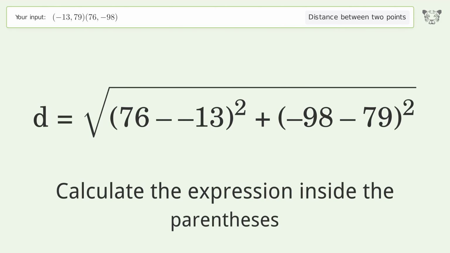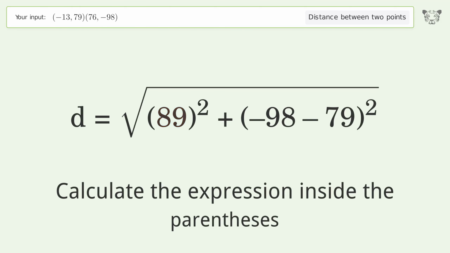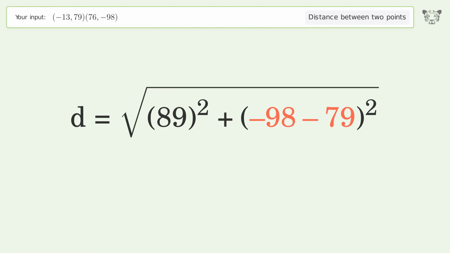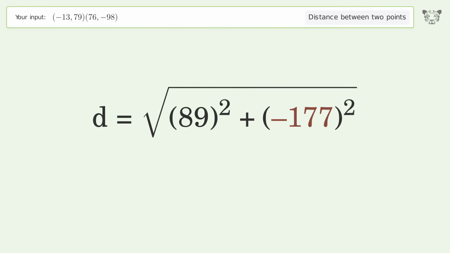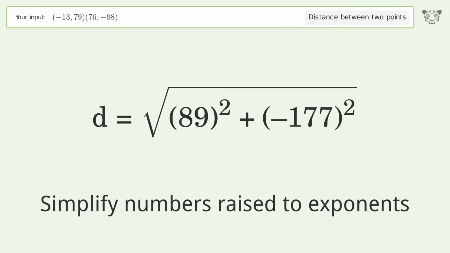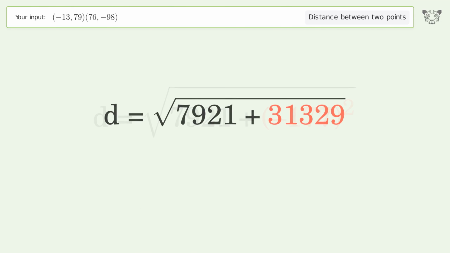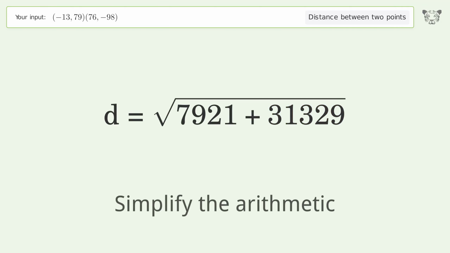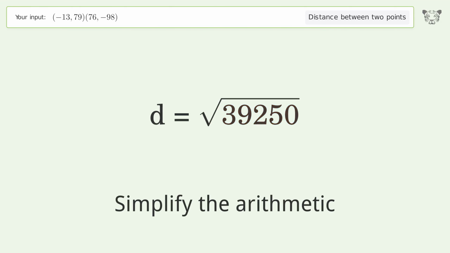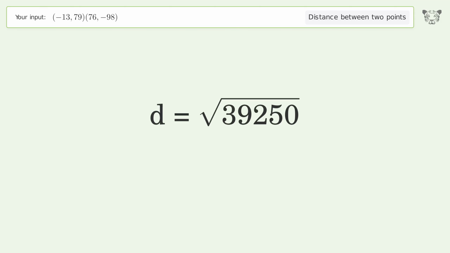Calculate the expression inside the parentheses. Simplify numbers raised to exponents. Simplify the arithmetic. And so the distance between the 2 points is the square root of 39,250 or 198.116.